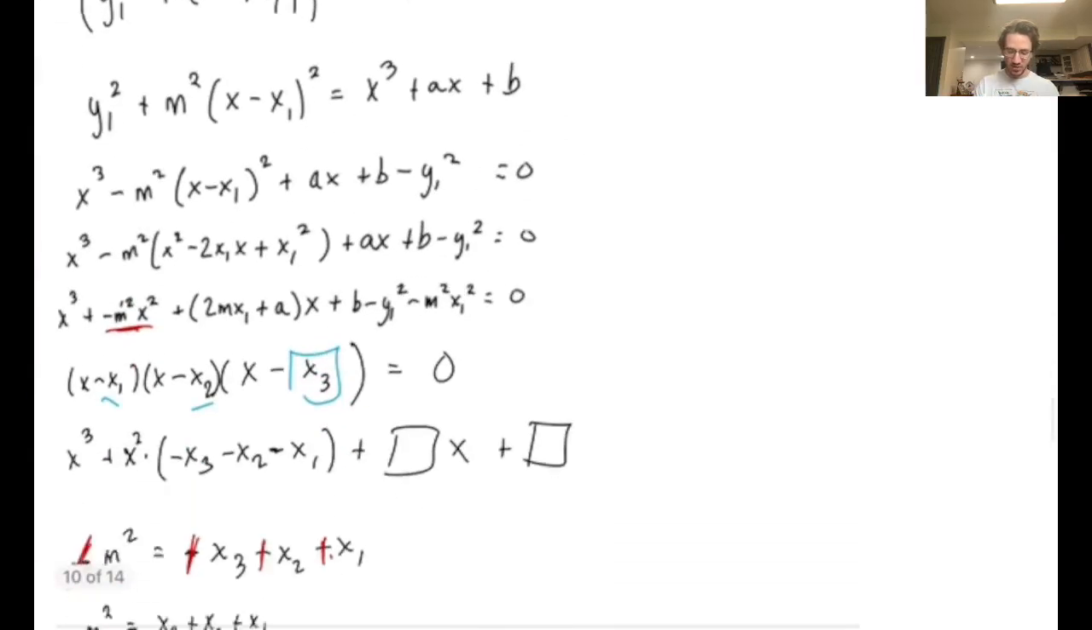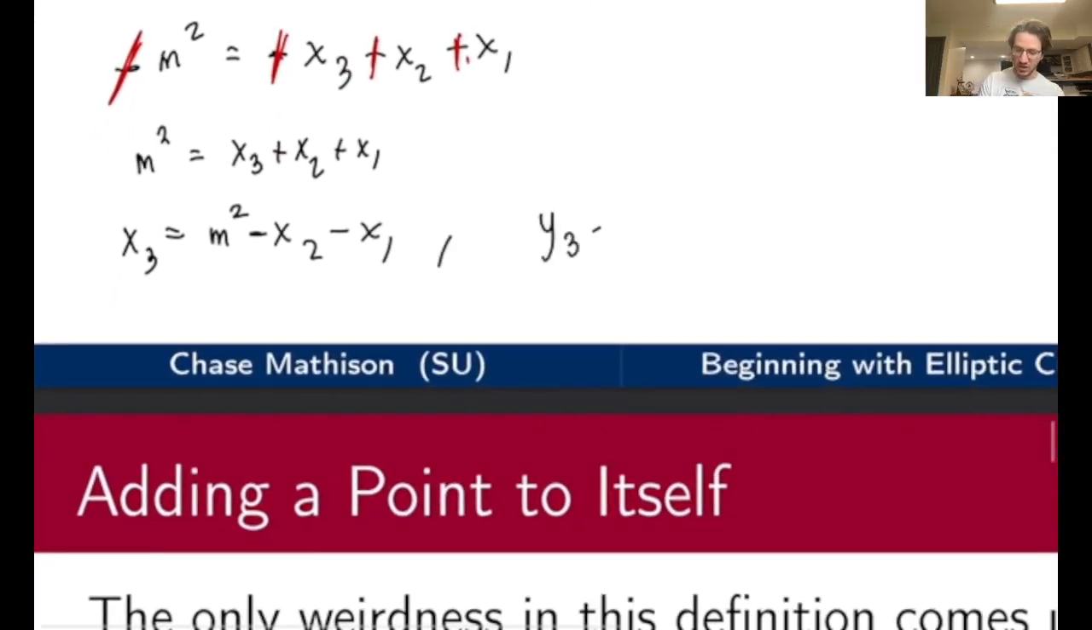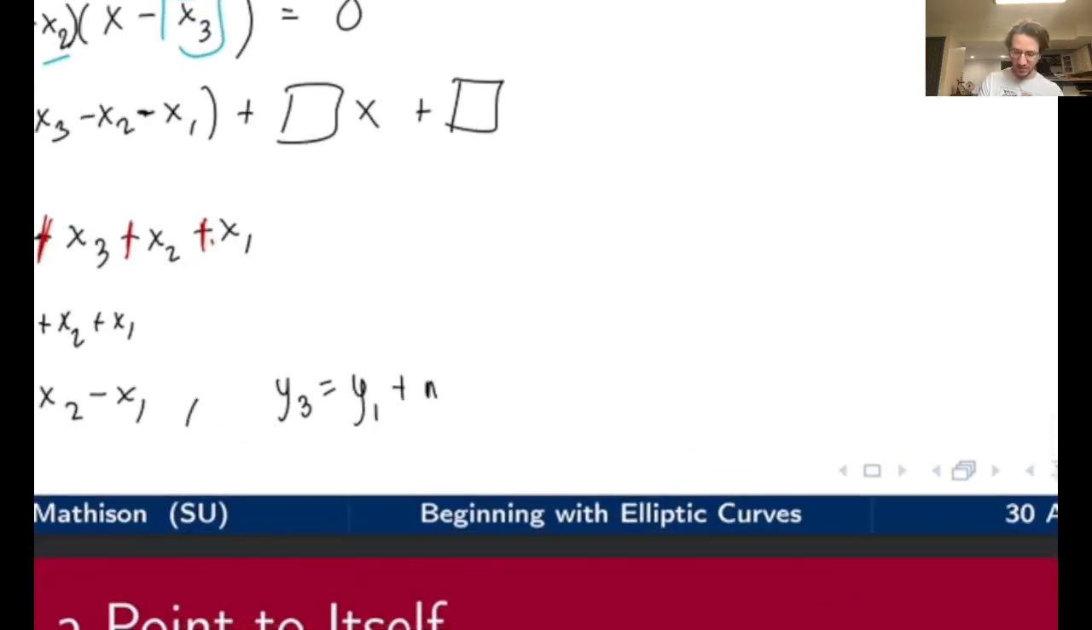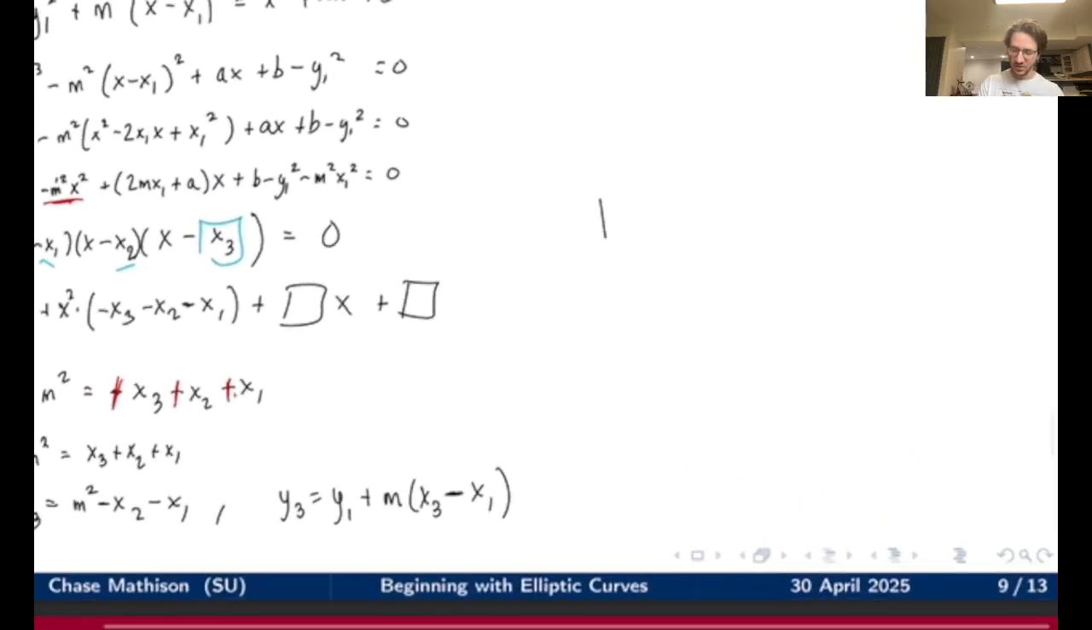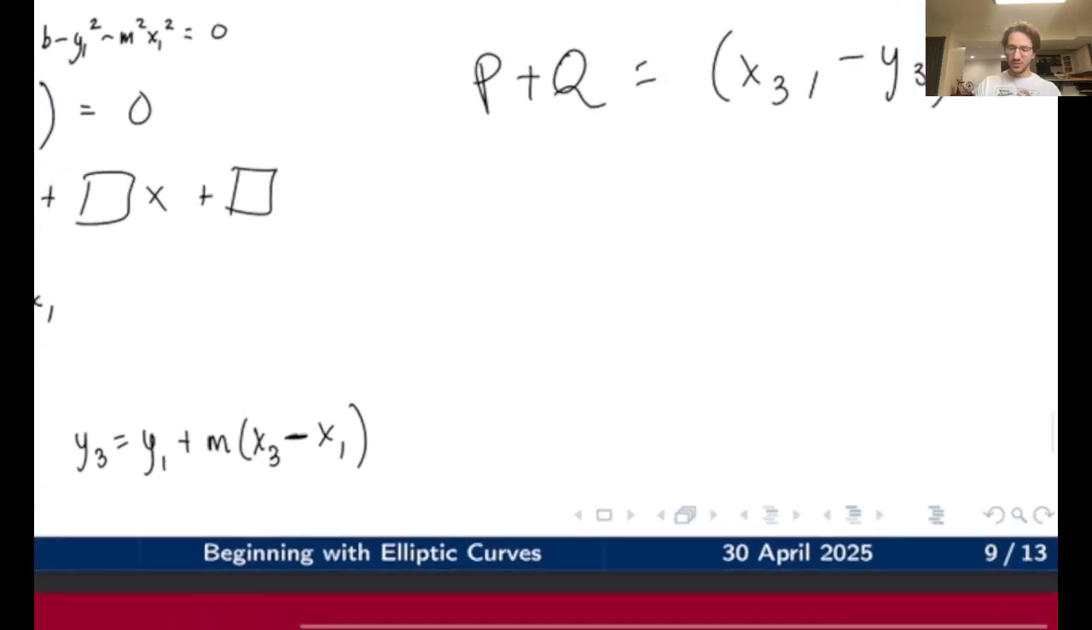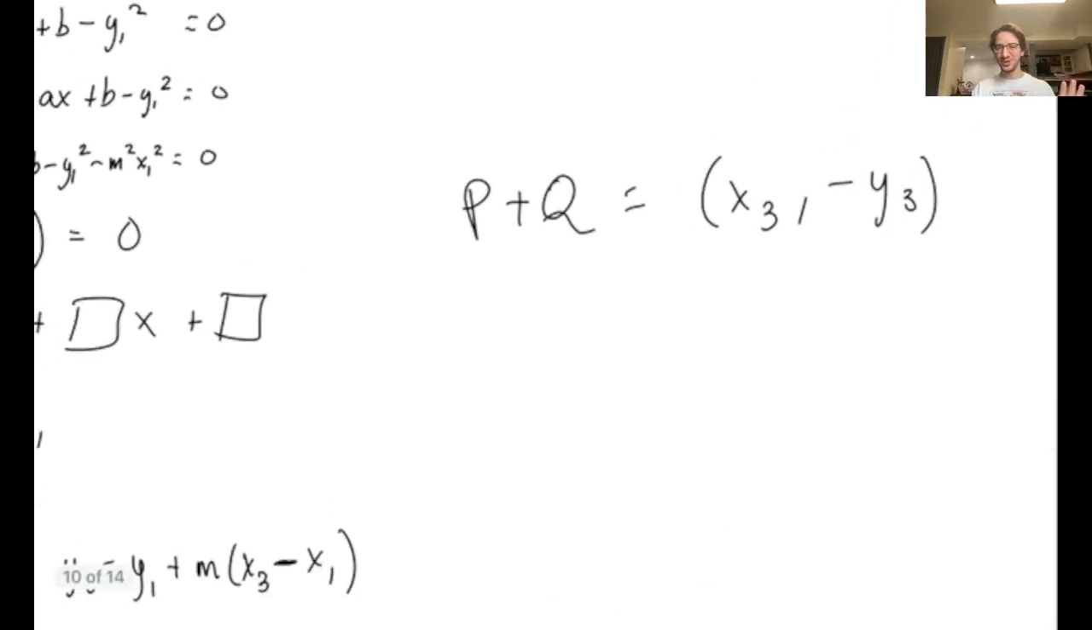Okay, so I can get y3 by saying y3 equals y1 plus m times x3, which we know now, minus x1. Okay. And then finally, to get your p plus q, you take x3 comma minus y3. Okay. So this is how we add points on an elliptic curve. And you can maybe see, because this is so hard to do, why elliptic curve cryptography is considered so secure.